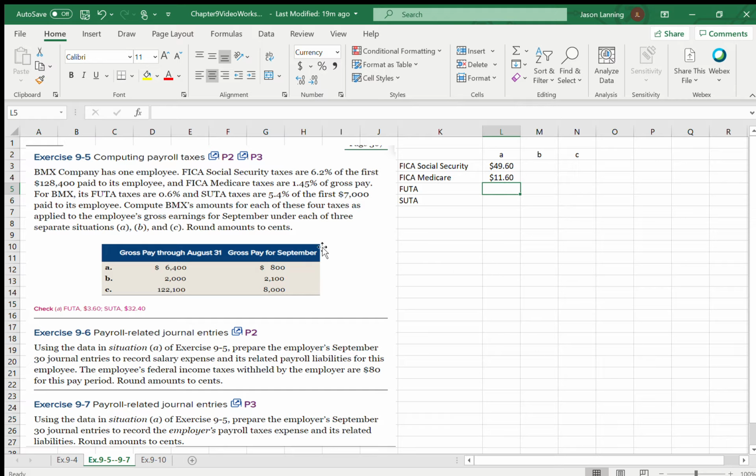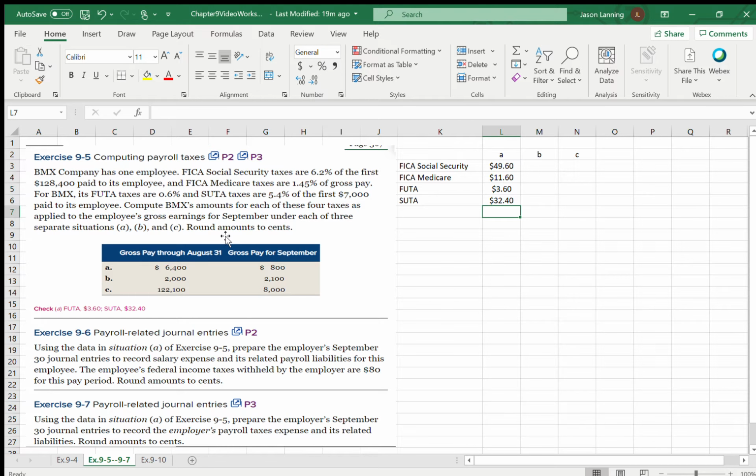Now, for federal unemployment, this individual made $6,400 through August 31st. So even though they made $800 in September, the cap on these is $7,000. So only $600 of each of these is applicable for FUTA and SUTA taxes. So the FUTA would be $600 times 0.006, which would be $3.60. And then SUTA again is the $600, because that puts them at the threshold of $7,000, times 0.054. So that means they have $32.40.